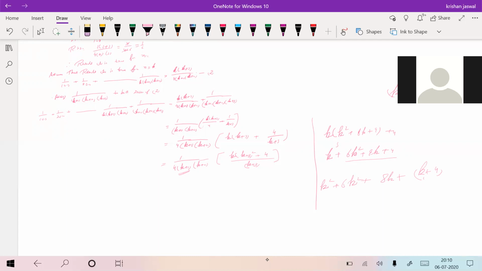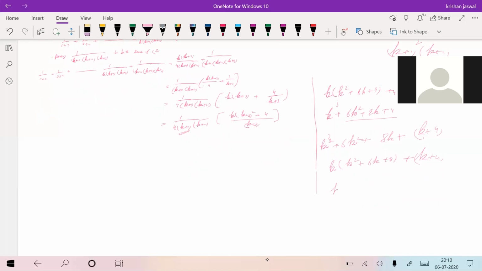6k square, k cube. k cube, 6k square, 8k. If this is a perfect square number, you can take k as common. k square plus 6k plus 8 plus k plus 4.